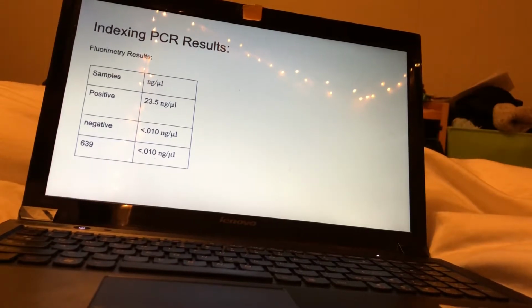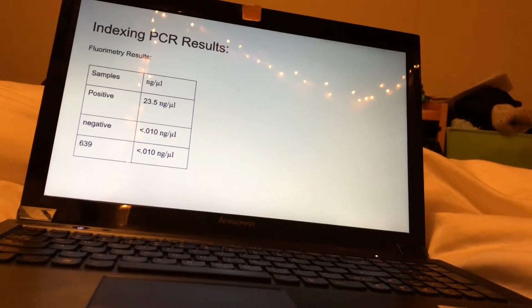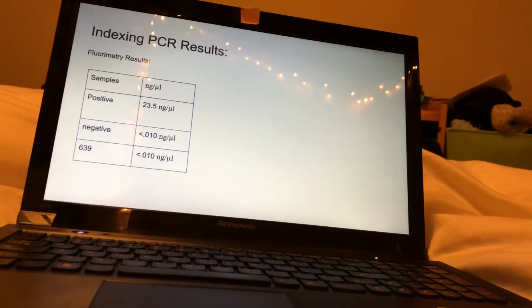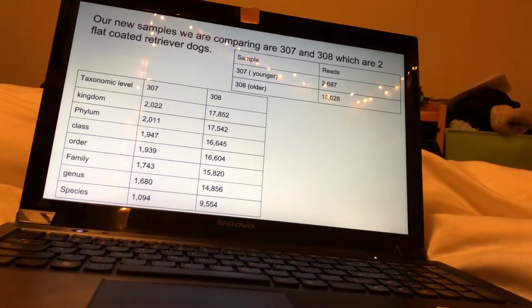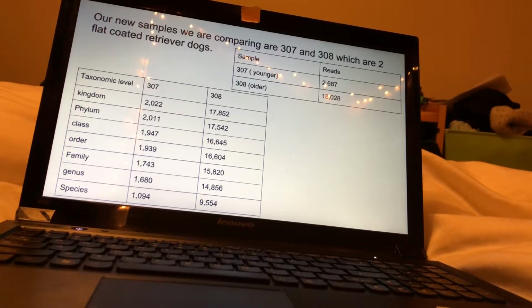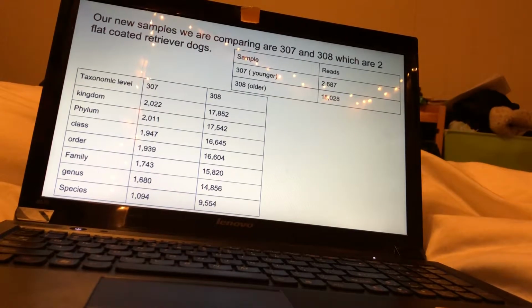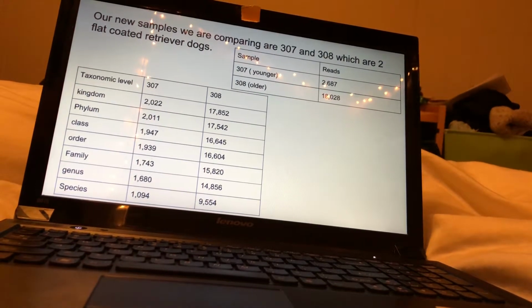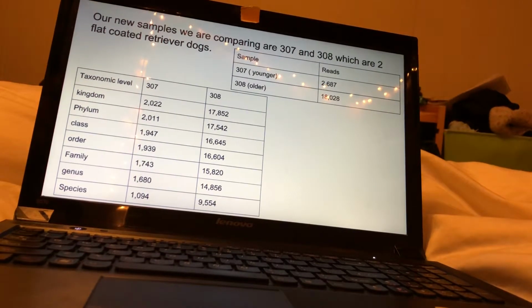Here are results from the fluorometry. As you can see, our positive and negative yield results, as well as only sample 639. So these were the new samples that we were using from previous labs that we chose to compare. Sample 307 is the younger retriever, and 308 is the older retriever. And as you can see, we got far more reads for the older animal.